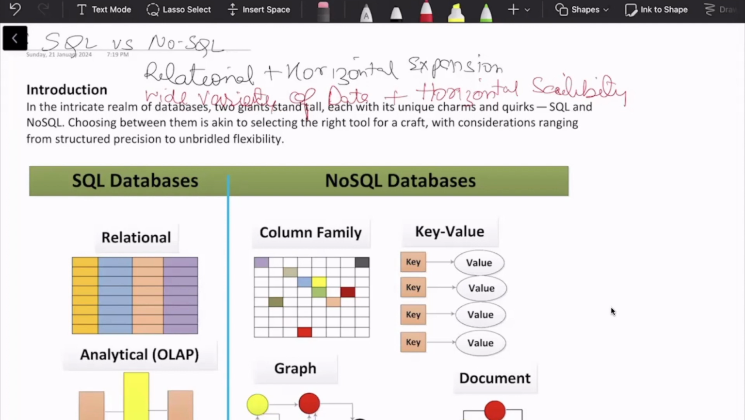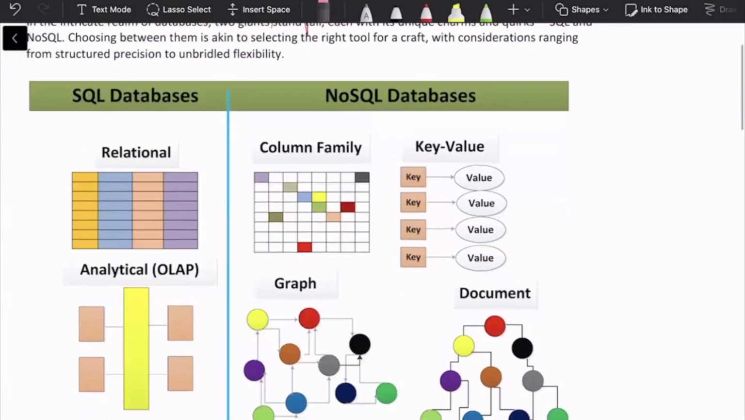Let's say in a SQL database, you can add maybe 500 gigs or 1 TB of data and then it will start slowing down. So you need to add one more database. You can't horizontally scale the database but expand into multiple databases. Now let's try to understand what the properties of both SQL and NoSQL databases are and how they are different from each other. So let's start with the SQL database.